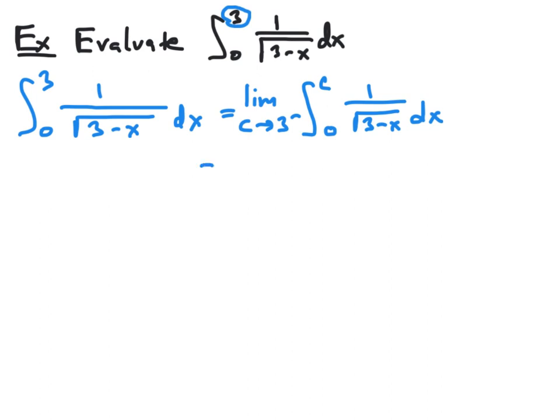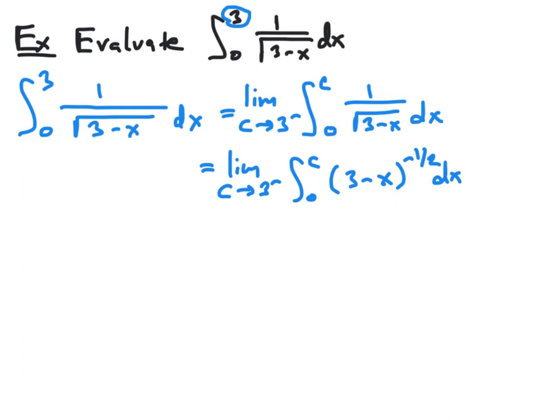So to evaluate this limit of this integral, we want to compute the integral first. And in order to do that, we might want to rewrite the integrand as 3 minus x to the negative 1/2 power. And this will allow us to use the power rule to evaluate that antiderivative.